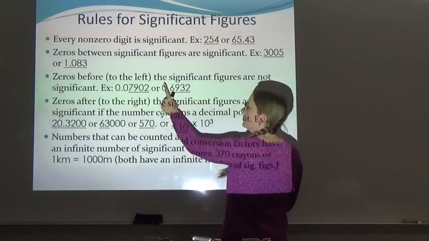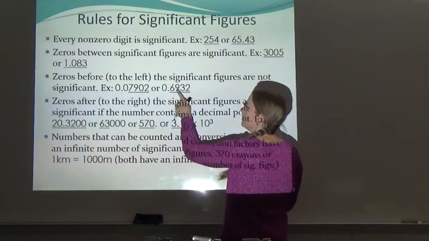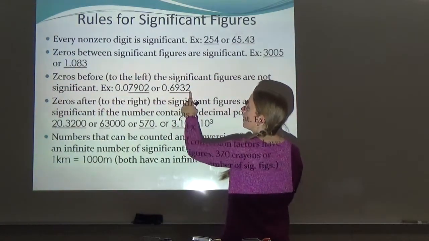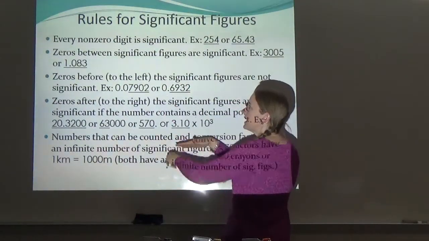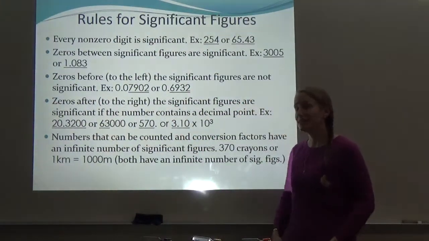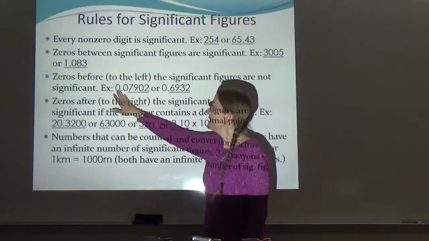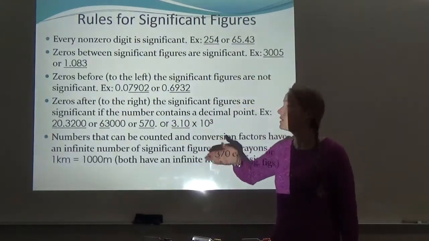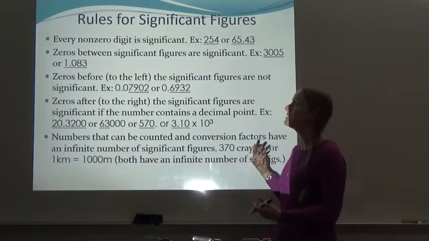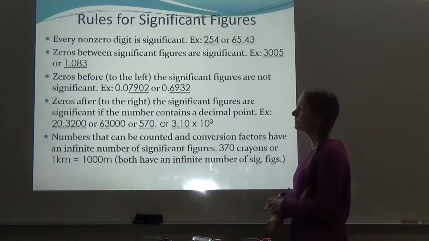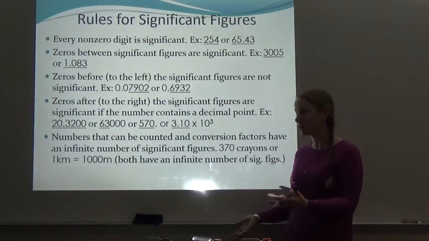And here's another example. 0.6932. 6, 9, 3 and 2 are significant because of rule 1. They're not zeros. But this 0 to the left, or the front 0, is not significant. So again, just because I didn't underline them, it doesn't change the number. This doesn't turn into 7,902. It just means they're not significant. They were not measured. They're like placeholders.